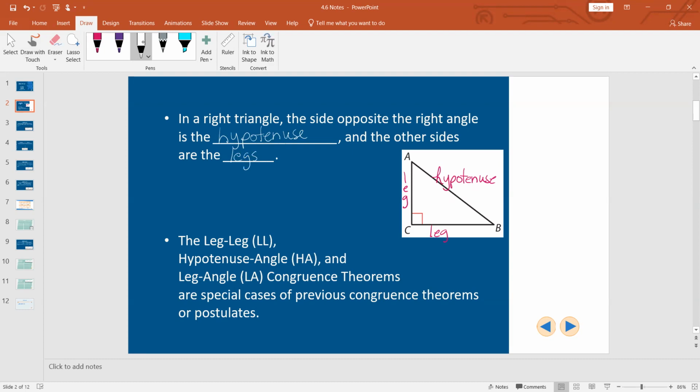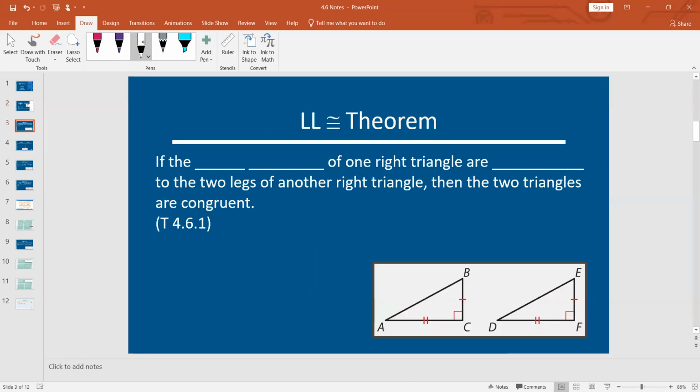So we will use these. We have the leg-hypotenuse and leg-angle congruence theorems that are special cases of our more general congruence theorems or postulates like side-angle-side, side-side-side, angle-angle-side, etc. Okay, so we'll show the connection between those two as well.